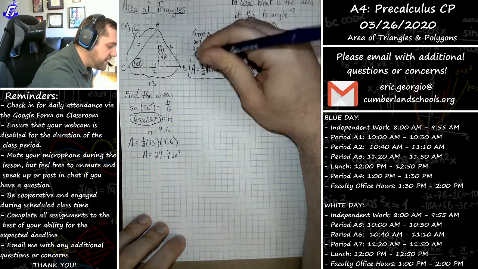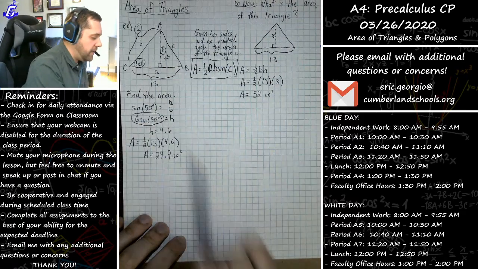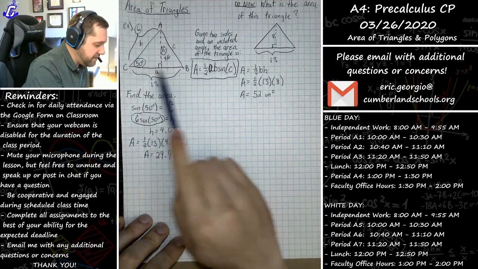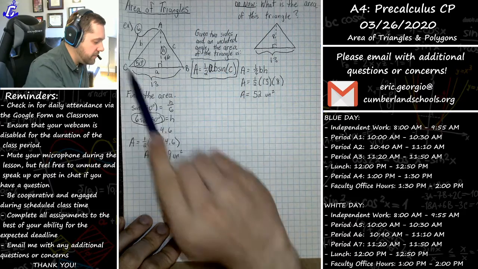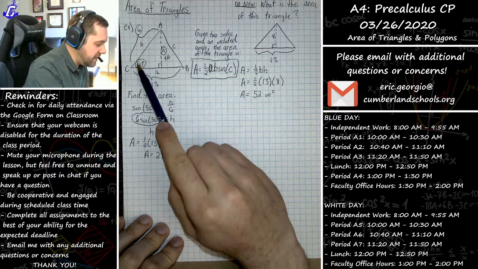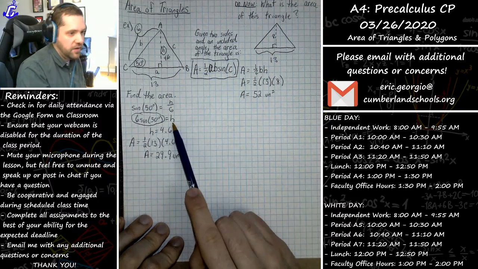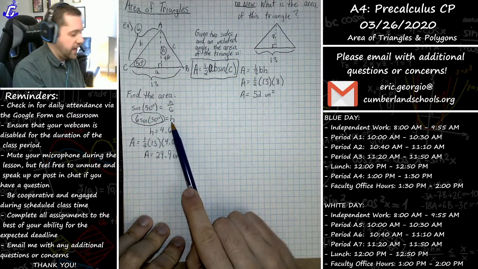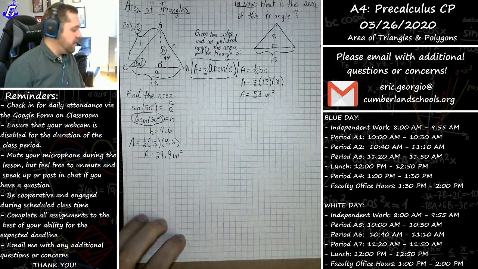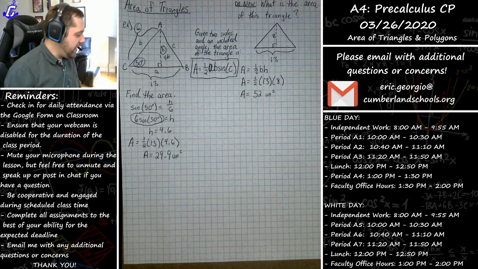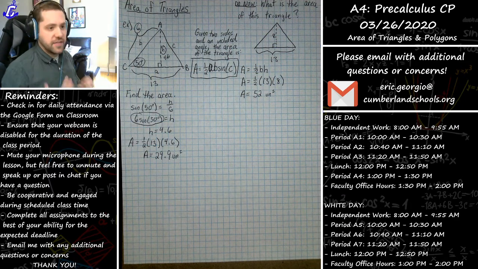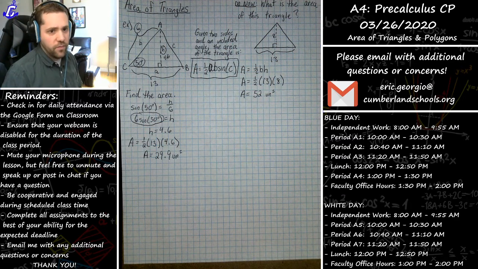If you notice, that's exactly what we did over here. In order to find the area, I did 1/2 of this distance, a, which was the base, times b sine c. Well, that's what gave me the height. So this formula, area equals 1/2 ab sine c, is another way that we can find the area of a triangle using sine. Hopefully that makes sense to everybody.